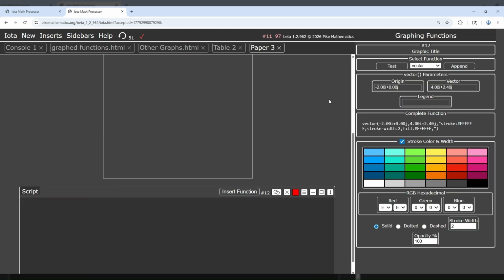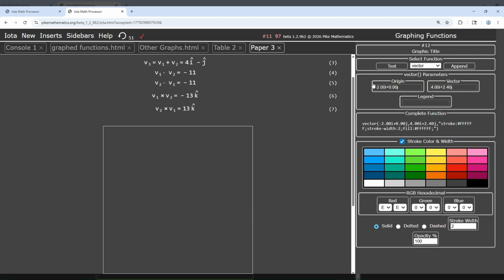Let's see here. I want to graph some vectors. The origin here is telling the system where to start the vector, and as you can see, it's not at 0, 0. So I'm going to change that. I want to make it 0, 0, so the origin will be the origin. And I want to graph our first vector.